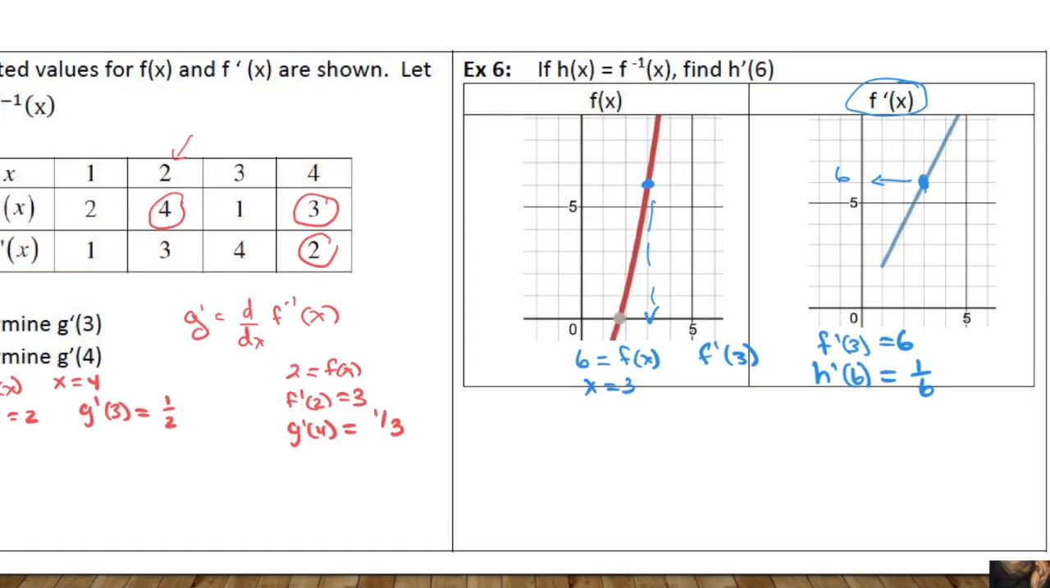All right, on the next page, you have some practice problems to work out. Spend some time on these questions and then check your answers at the end.